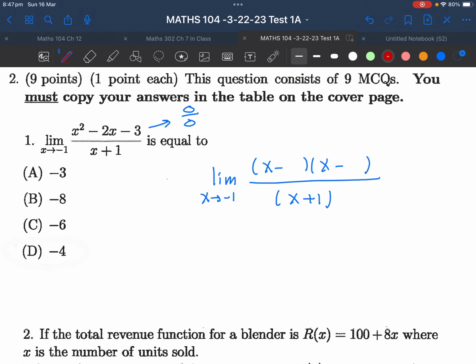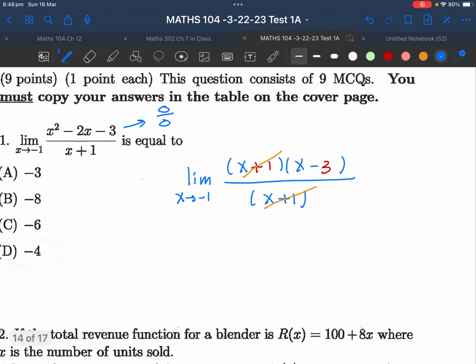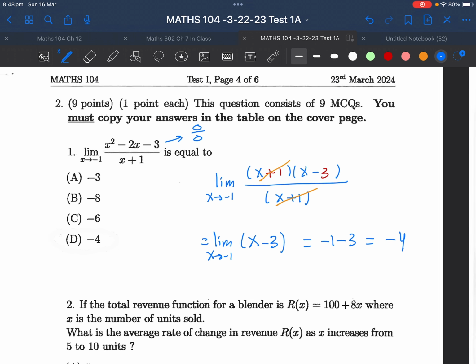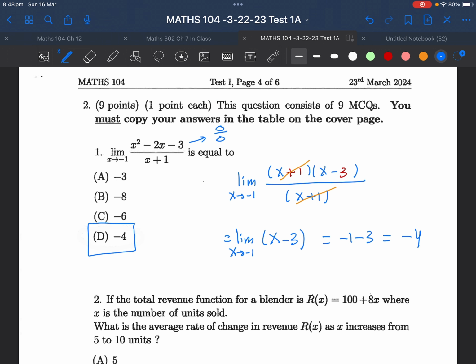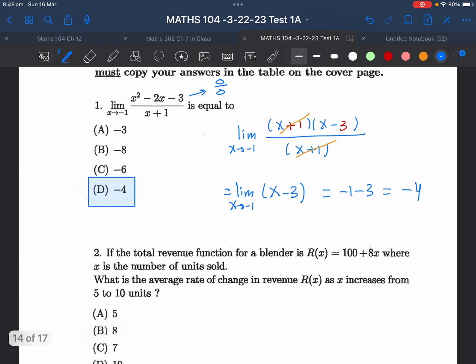Now, if you do it correctly, the first number you will get is negative 1. So it would be negative 1. The second number would be 3. Of course, negative with negative, I can just go ahead and put it plus. So far, so good. And the good news is I can cancel this with this. So you will end up with limit x goes to negative 1 for x minus 3, which is just negative 1 minus 3. The final answer is negative 4, and that corresponds to the answer, which is D. So we finish the first question in the multiple choice.